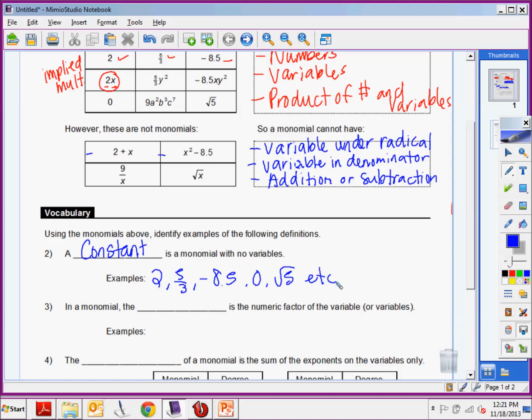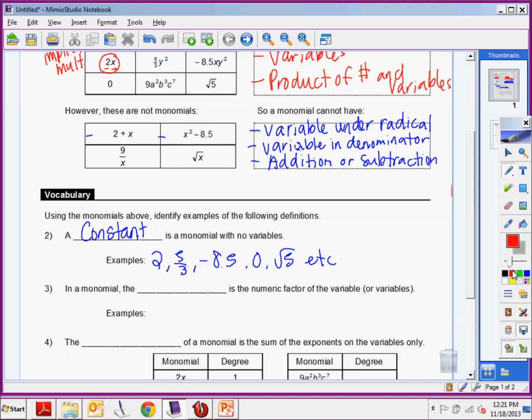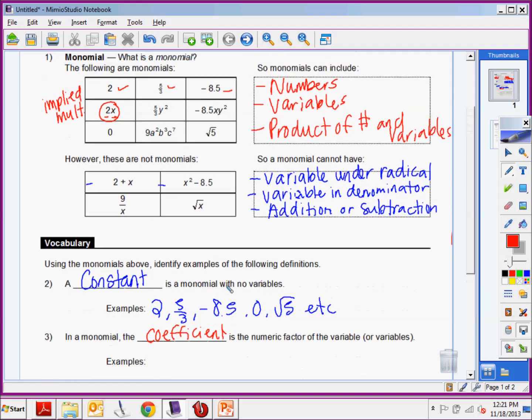Now, the next word that you need to remember is a coefficient. A coefficient is the numeric factor of the variable or the variables. So in layman terms, it's the number in front of the variable. It's the number in front that has the implied multiplication. So when I look at the box of monomials, the second row and the one in the middle of the third, those are my coefficients.